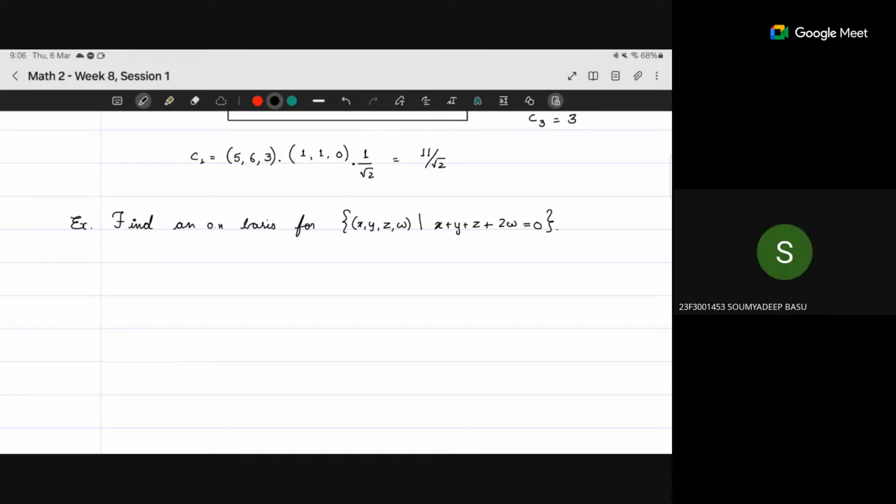Can we just keep on putting 1 and 0 alternatively for each term? If you take one, zero, zero, this is not even in the space.